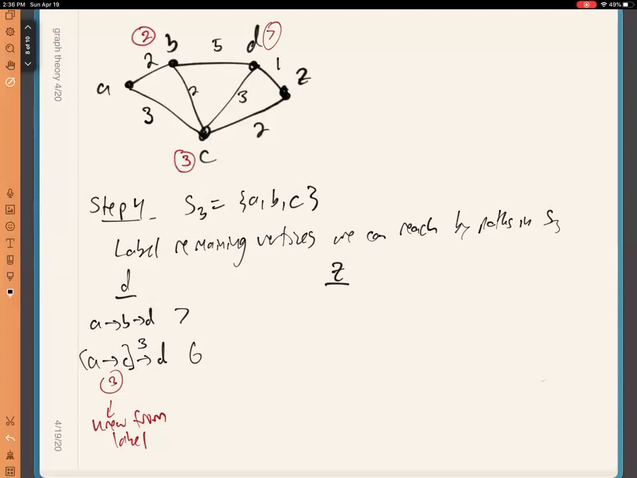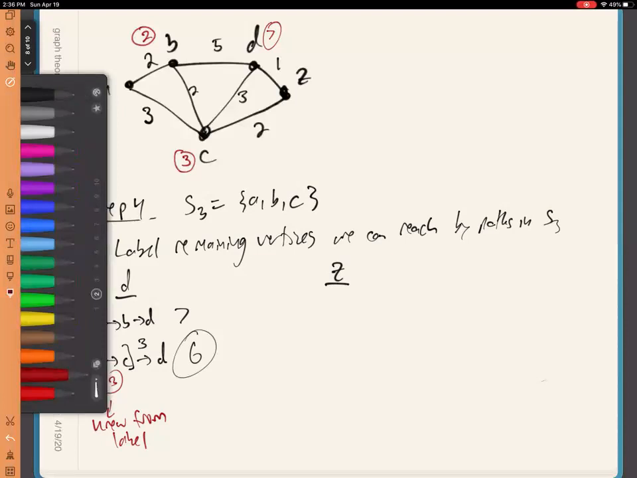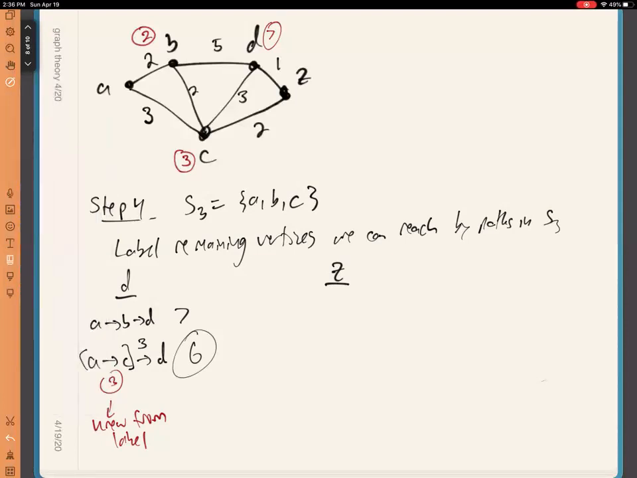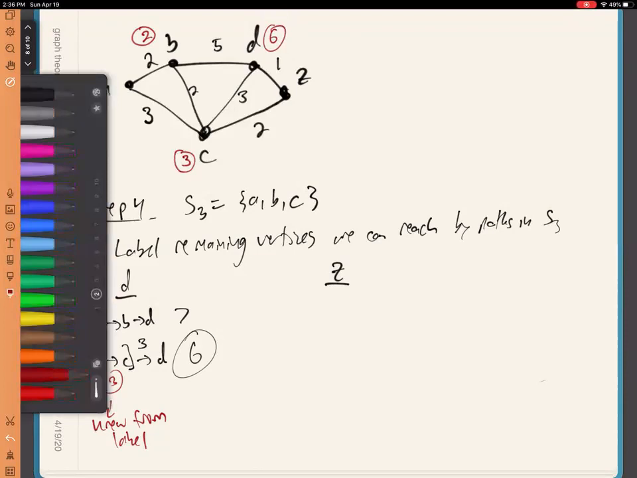Right, so now we update the label D. Now D becomes a 6 instead of a 7. Right, so let me change this to a 6. And now let's finally look at what can happen with Z.